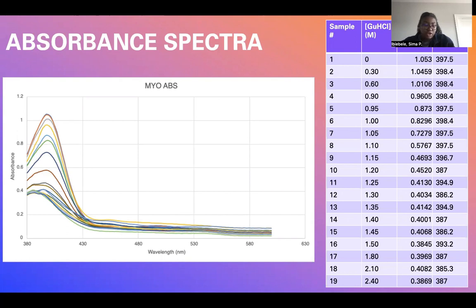The other trend of note is the wavelength of the Soret band. The Soret band is the intense peak in the blue wavelength region of the visible spectrum, and it is our max peak here. As you can see on the table, in general, as the concentration of denaturant increased, the wavelength of the maximum absorbance decreased.